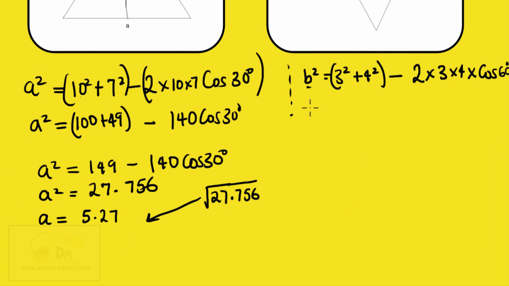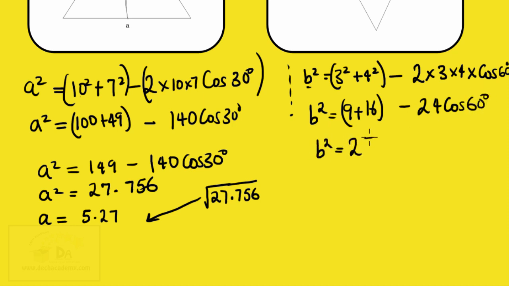Therefore, B squared is equal to 9 plus 16 minus 2 times 3 times 4, 2 times 3 is 6, 6 times 4 is 24, minus 24 cos 60 degrees. So B squared is equal to 25 minus 24 cos 60 degrees. So B squared is equal to, well, what's 25 minus 24 cos 60 degrees? This is something you can simplify using a calculator, and you'll get that B squared is equal to 13.